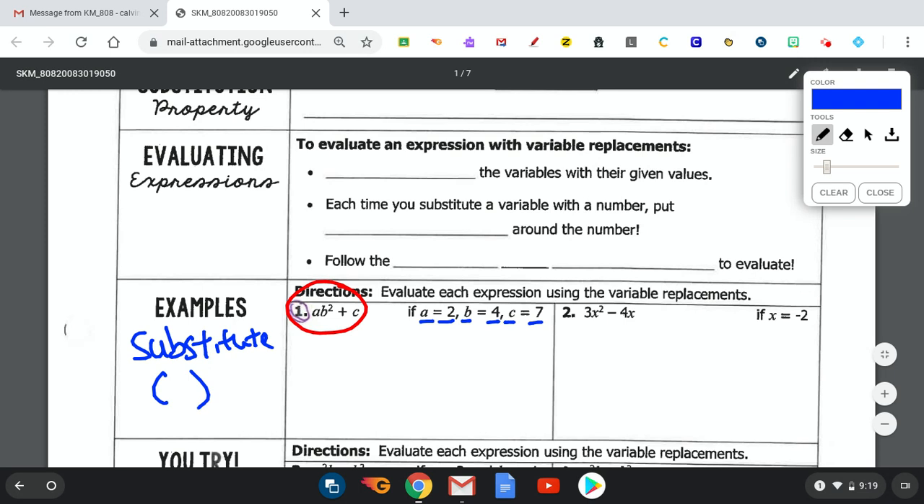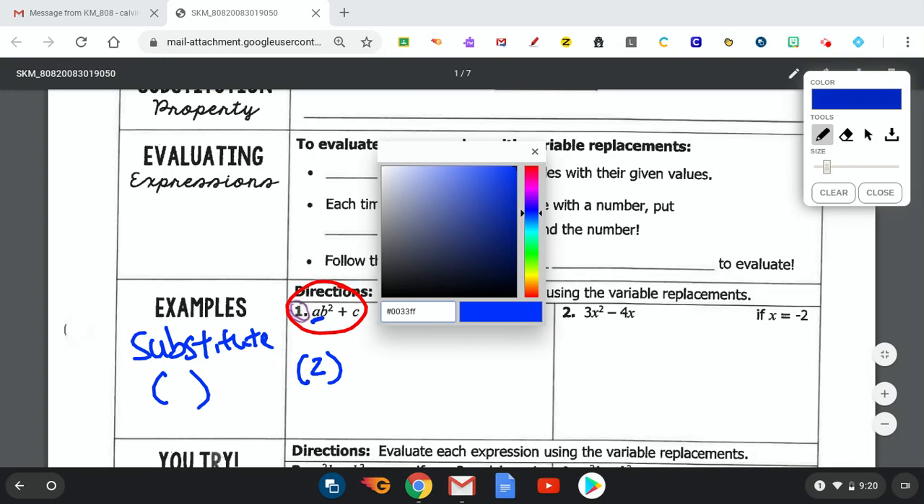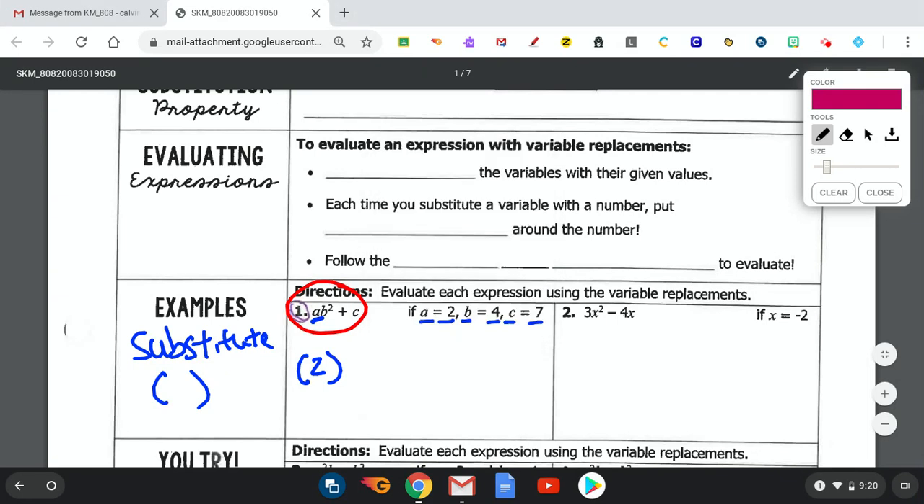So if you see here, A. Where A is, I'm going to put 2, and I'm putting parentheses around it. Next, we have B. B is 4, so I'm going to put parentheses around it. We also have the squared, so that's attached to it. Next, we have the plus and the C. The C is 7.